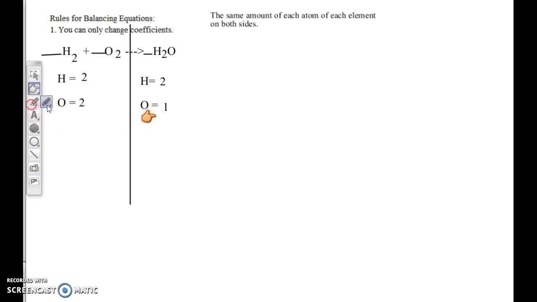I don't want 1 oxygen. I want a total of 2 atoms of oxygen. So I have to add a coefficient that's going to change my number of atoms to 2.